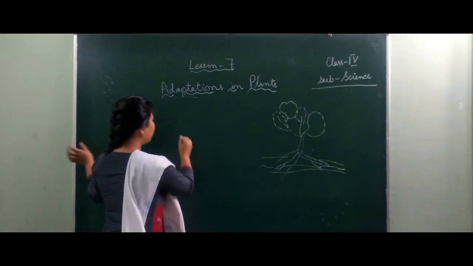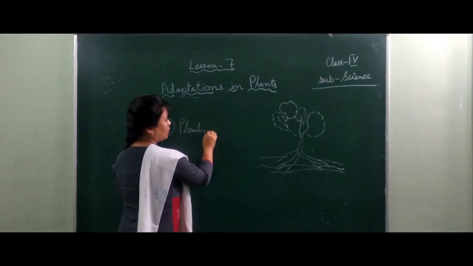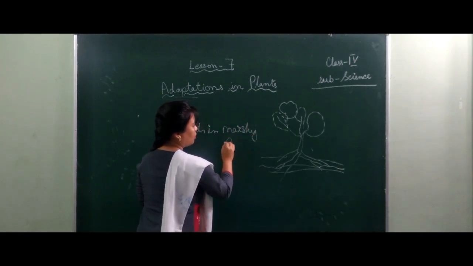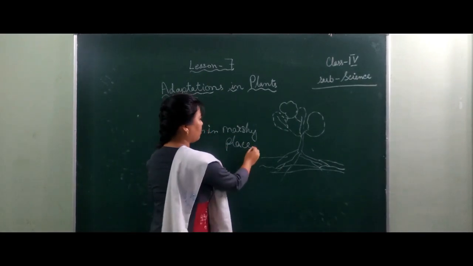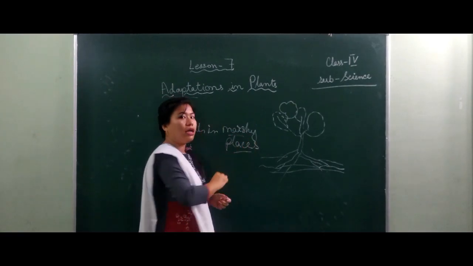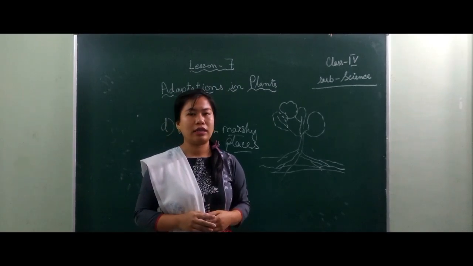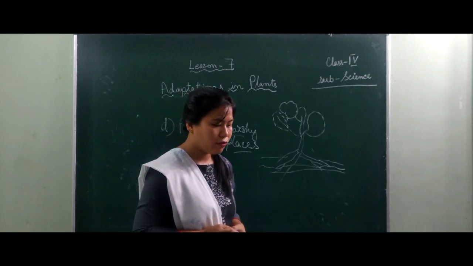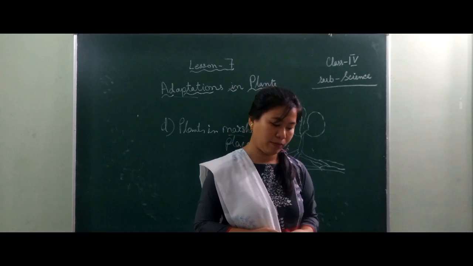Okay, now number D is plants in marshy places. Now, what does a marshy place mean? A place that has clay soil and plenty of water that cannot drain out. For example, mangrove trees grow in such marshy or swampy places.